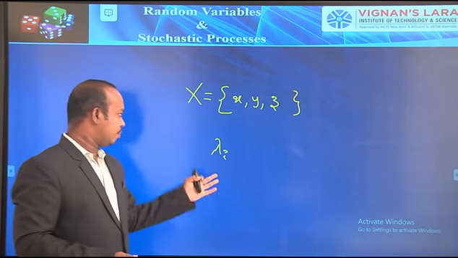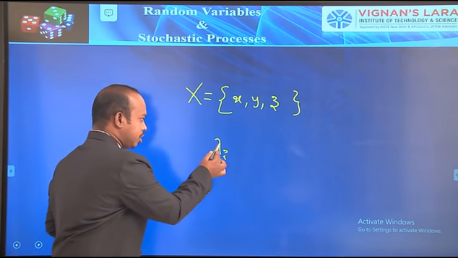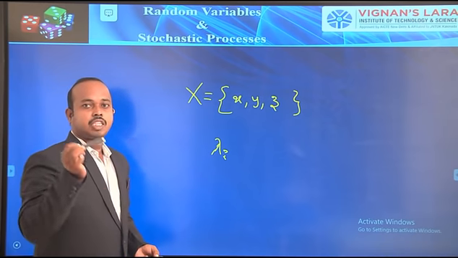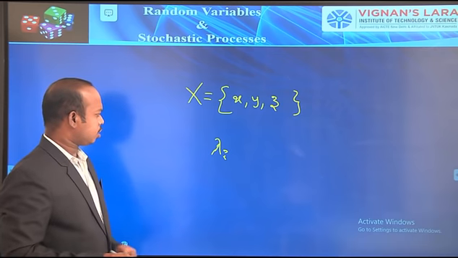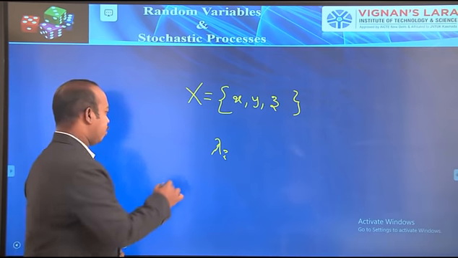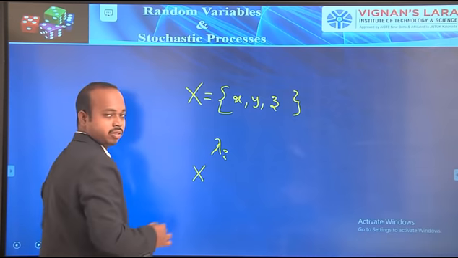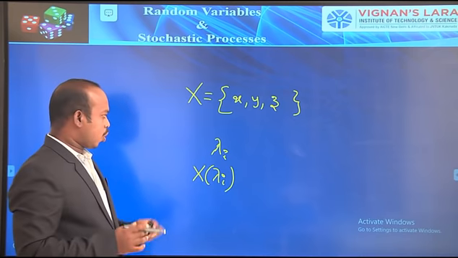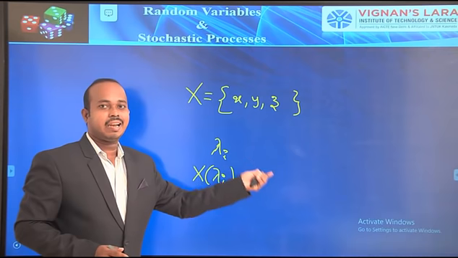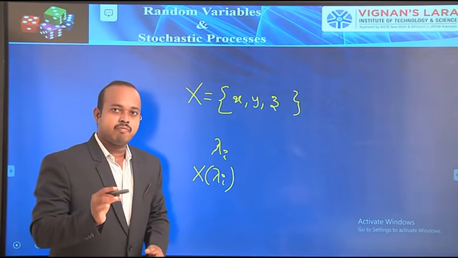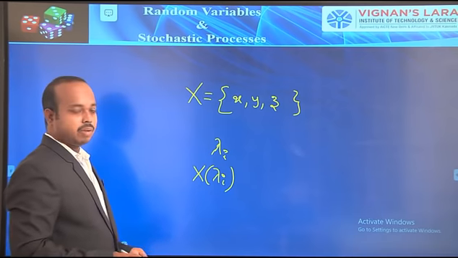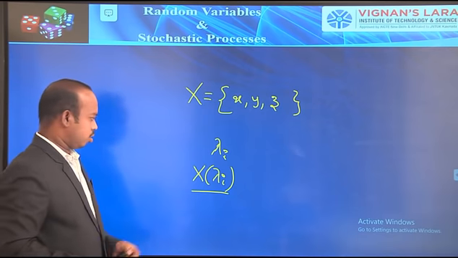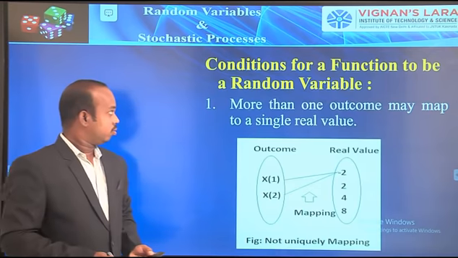We can assign the numbers by taking one variable parameter, lambda i. This lambda i can represent each participant name, and each participant name we can assign to a real value. The real value is capital X. Capital X of lambda i represents the real value. After assigning the outcomes to real values, it is called a random variable. For this representation, generally we write X of lambda i. This is one example for a random variable.